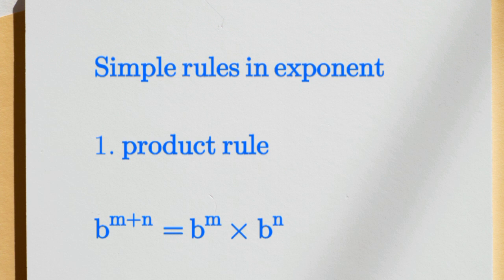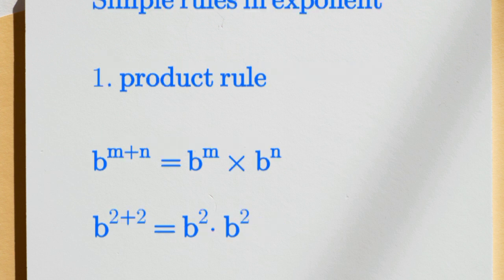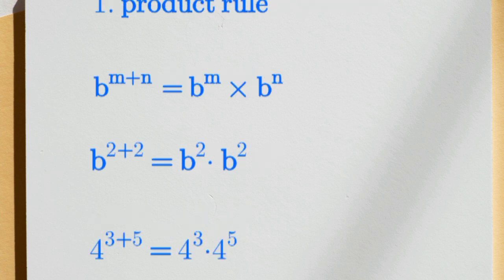Now, let's take, for example, when you have b raised to the power of 2 plus 2. So, this rule is saying that b raised to the power of 2 plus 2 is equal to b raised to the power of 2 multiplied by b raised to the power of 2. Now, another example is 4 raised to the power of 3 plus 5. So, this rule is saying 4 raised to the power of 3 plus 5 is equal to 4 raised to the power of 3 multiplied by 4 raised to the power of 5.